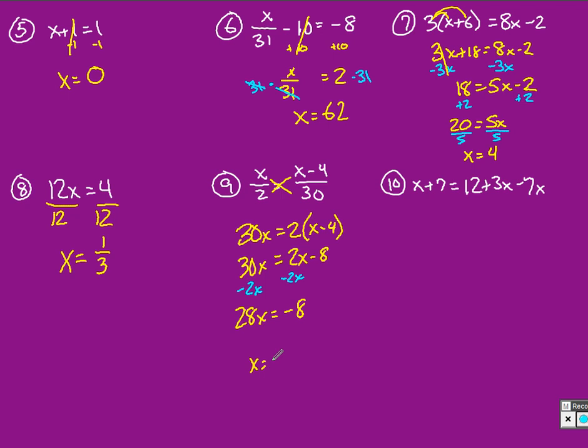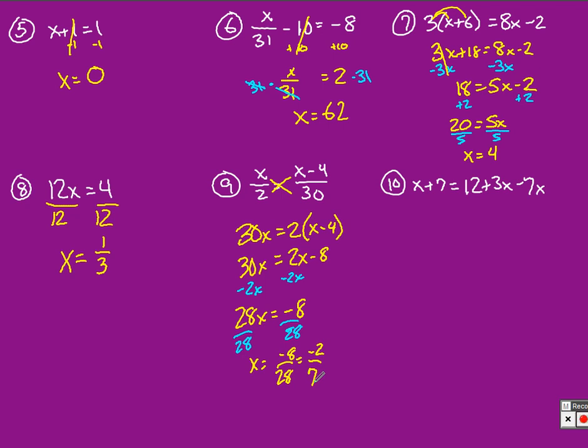Divide both sides by negative 8 here. Or not by negative 8, sorry. Divide by 28 because that's what's attached to the x. And we get an answer of negative 8 over 28, which can be reduced. If I divide both top and bottom by 4, I would get negative 2 over 7.